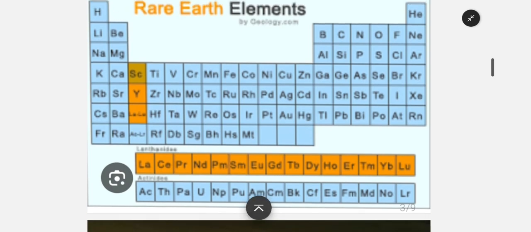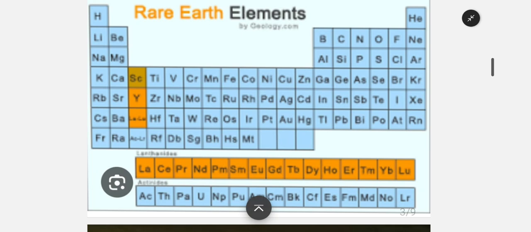The boxes that have been painted in orange color, they are rare earth elements. So basically F block elements. The lower elements are called F block elements and the upper elements are called S block. On the left side, hydrogen, lithium, sodium, potassium, rubidium, cesium, francium, beryllium, magnesium, calcium, strontium, barium, radium, those are S block elements or the alkali metals.